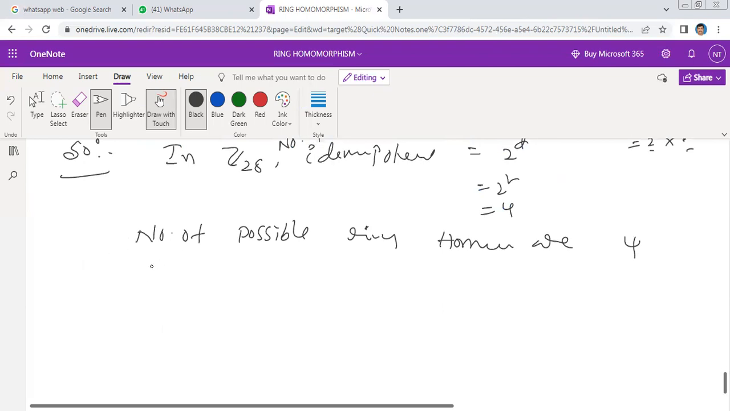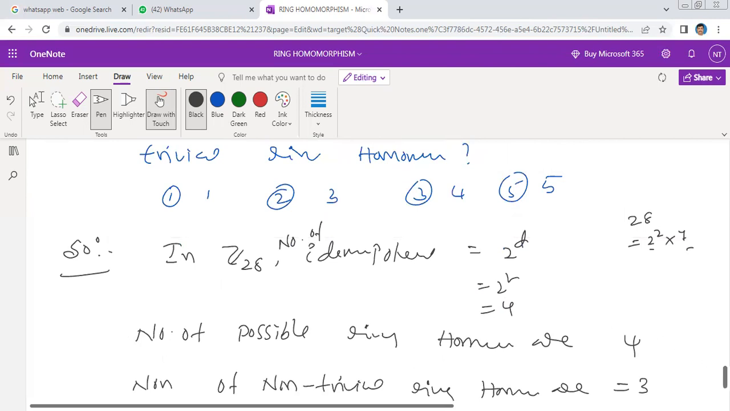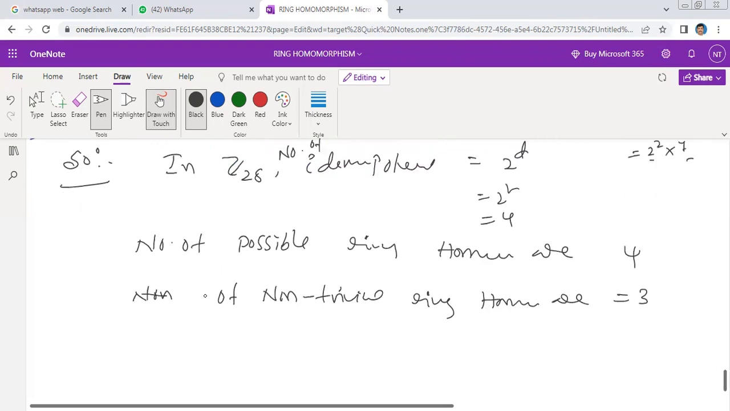అదే నాన్ ట్రివియల్ అయితే 1 తీసేయండి. Number of non-trivial ring homomorphisms are 3. Oh, sorry. Don't say directly. ఇంకా నాన్ ట్రివియల్ అని చెప్పడానికి ఛాన్స్ లేదు. ఇంకా డైరెక్ట్ చెప్పొద్దు, అది మనం క్యాల్కులేట్ చేసి చెప్పాలి. Yeah, number of possible ring homomorphisms are 4. Okay, this is correct. Now what are the idempotent elements?